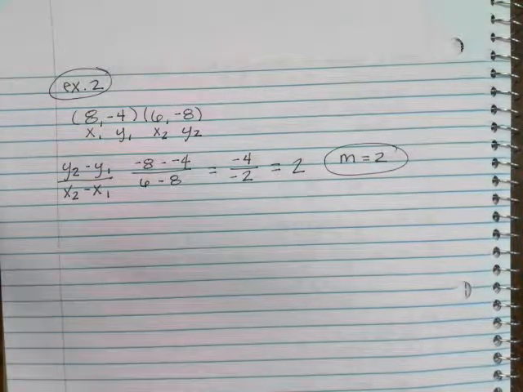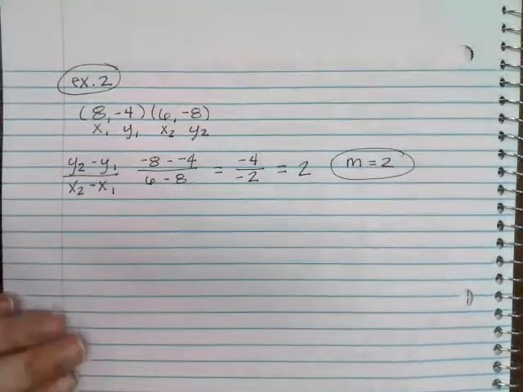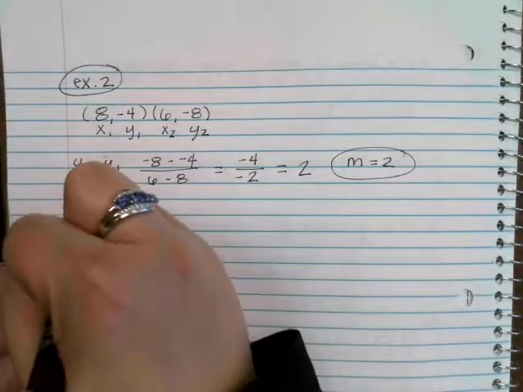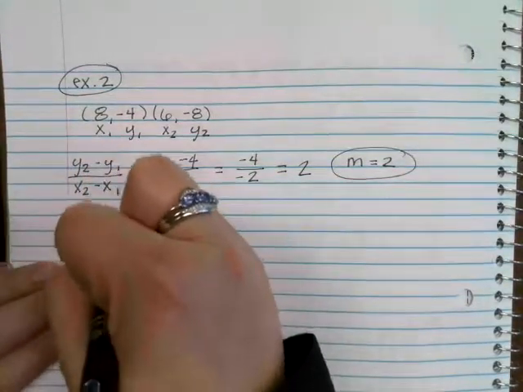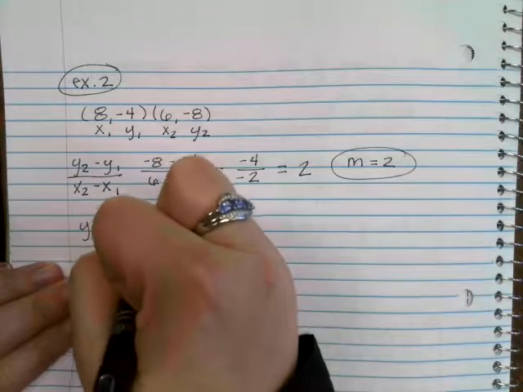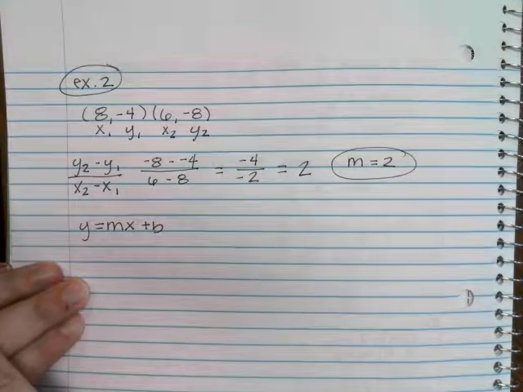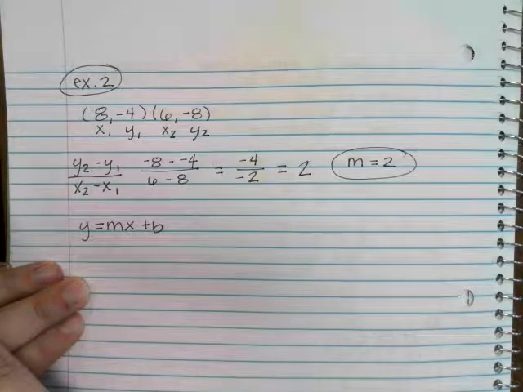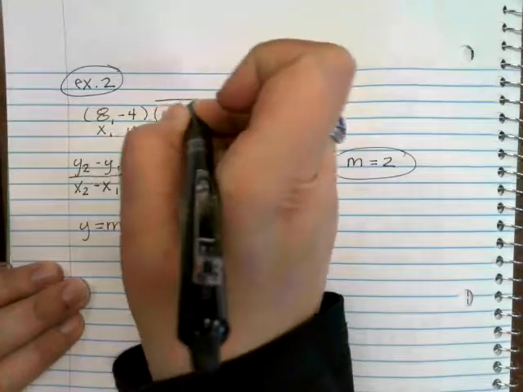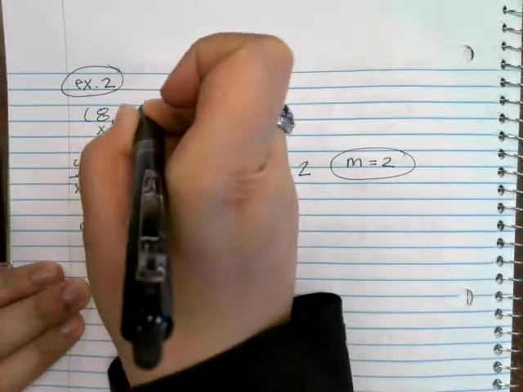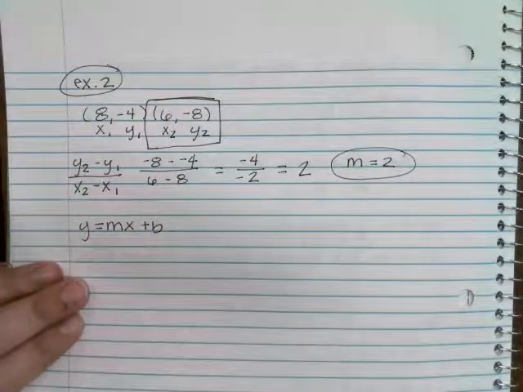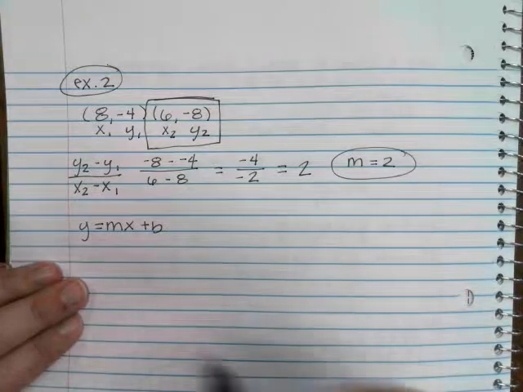Now I'm going to continue on to step 2. Step 2 is solving for my b. So I'm going to take this equation, y equals mx plus b, and I'm going to go up to the top and pick one of my ordered pairs. Again, it doesn't matter which ordered pair you use. You just got to pick one. In this case, I'm going to use the second one. You'll get the same answer if you use the first one.